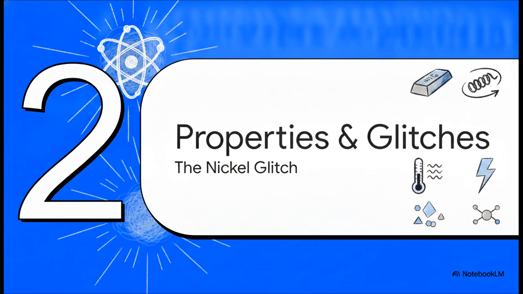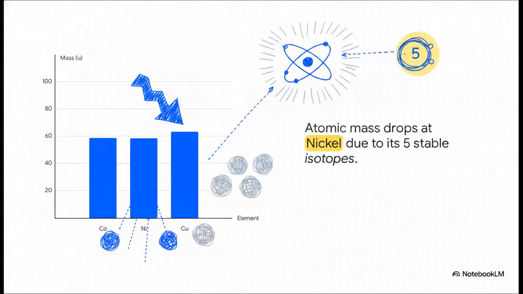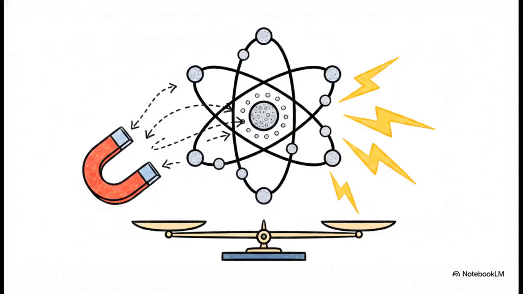Moving right along to Part 2, Properties and the Nickel Glitch. Because this internal electronic structure is so unique, it gives these metals some pretty wild physical properties. Generally, as you move across the series from left to right, the atomic mass steadily increases. But look at this famous glitch right at nickel. The mass actually dips down, making it lower than cobalt. This happens because nickel has 5 stable isotopes, and when you average them all out, it pulls the overall atomic mass down to 58.7.